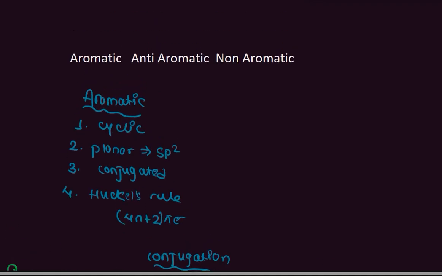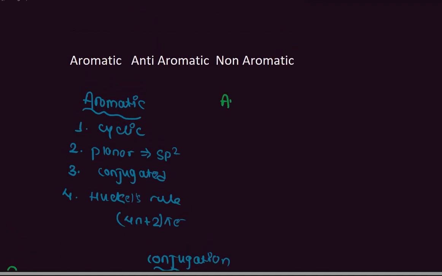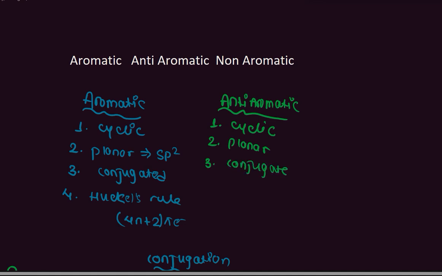Now let's see anti-aromatic. For anti-aromatic, the compound should also be cyclic, have planar geometry, and be conjugated, but it should have 4n pi electrons.